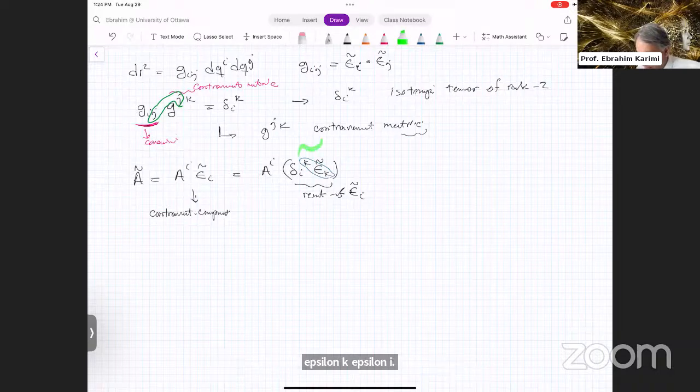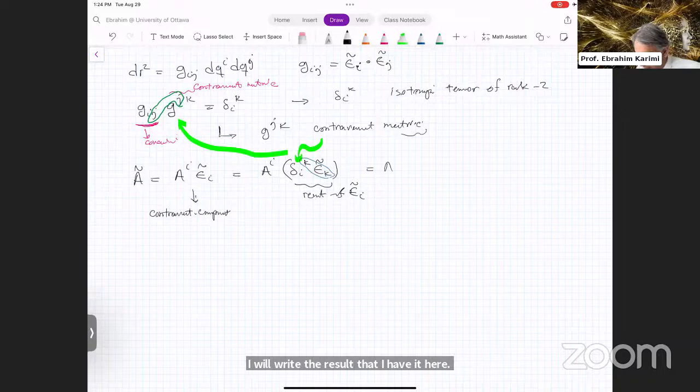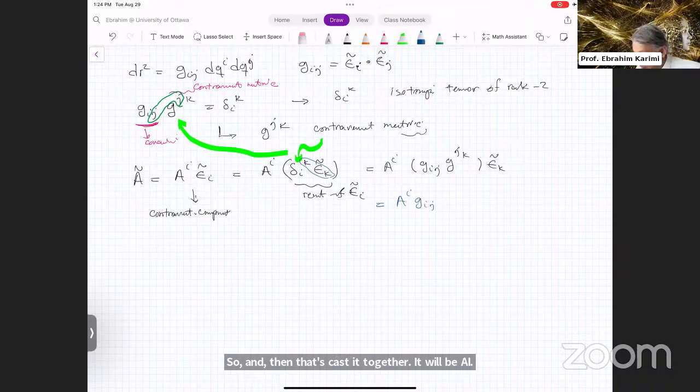And now, instead of the delta, I will write the result that I have here. So I will expand it in terms of the metric. The result of this will be A^I, and instead of delta IK, I will write G_IJ G_JK. Then I have the epsilon K. So, let's cast it together. It will be A^I G_IJ, and then I have G_JK epsilon K.